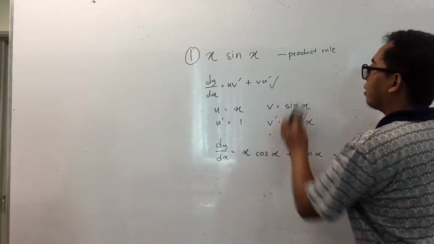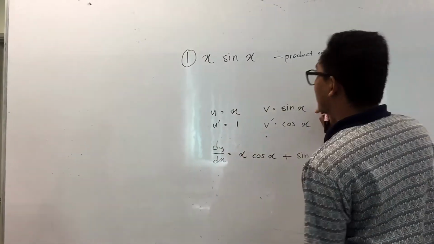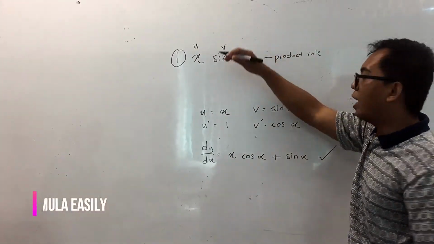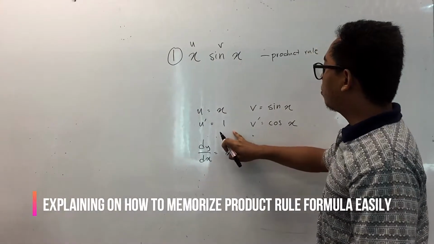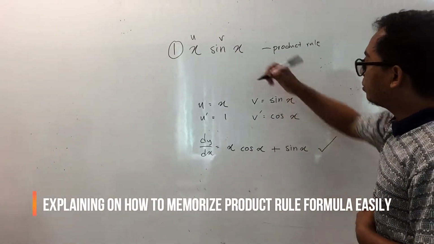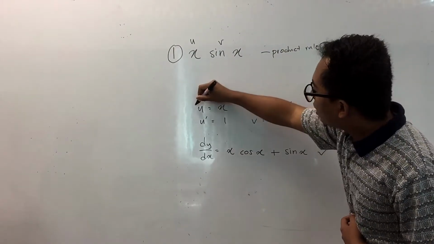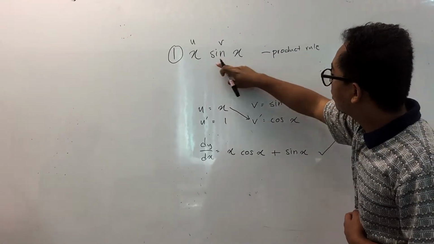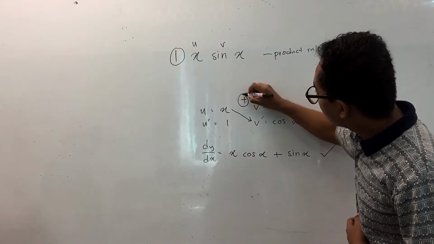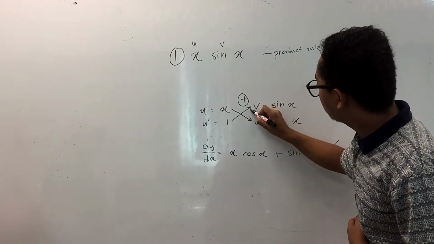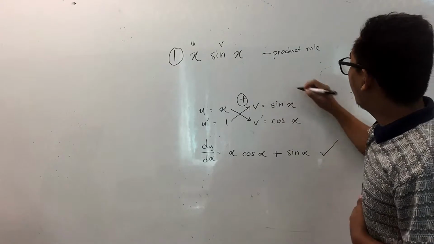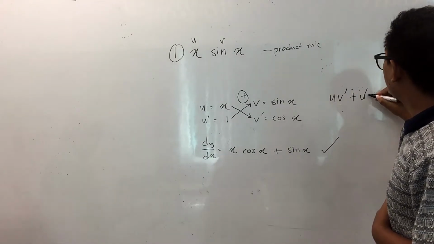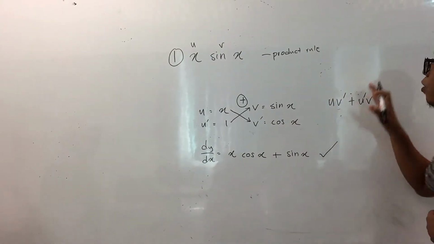You don't have to write it down like this one. You do it like this one. First state what u and v are, and then find u prime and v prime. So, in the product rule, start with this one times this one. Plus, it will be plus this one times this one. So it will be the same as u times v prime plus u prime times v. This is the product rule.